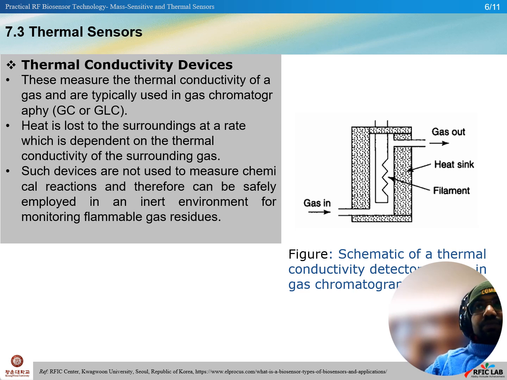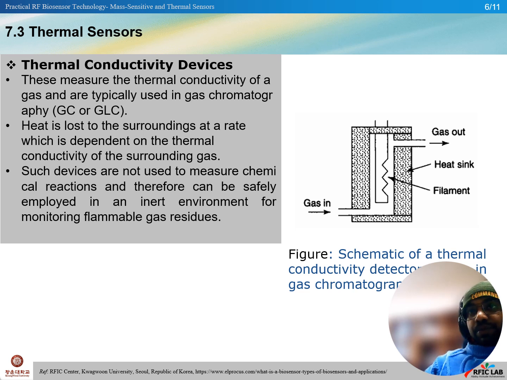Thermal sensor, thermal conductivity device. These measure the thermal conductivity of a gas and are typically used in gas chromatography. Heat is lost to the surroundings at a rate which is dependent on the thermal conductivity of the surrounding gas. Such devices are not used to measure chemical reactions and therefore can be safely employed in an inert environment for monitoring flammable gas residue.